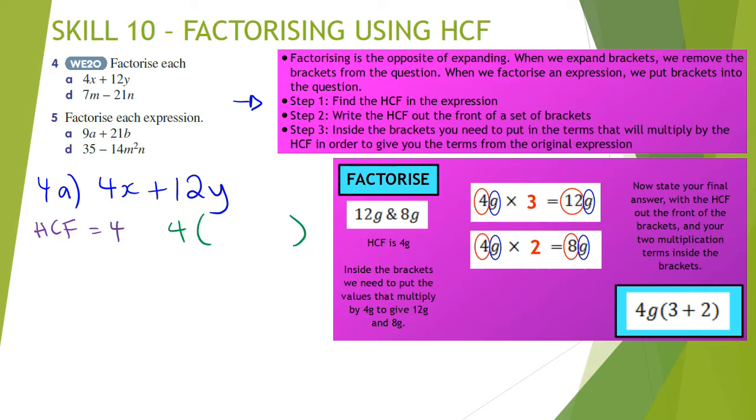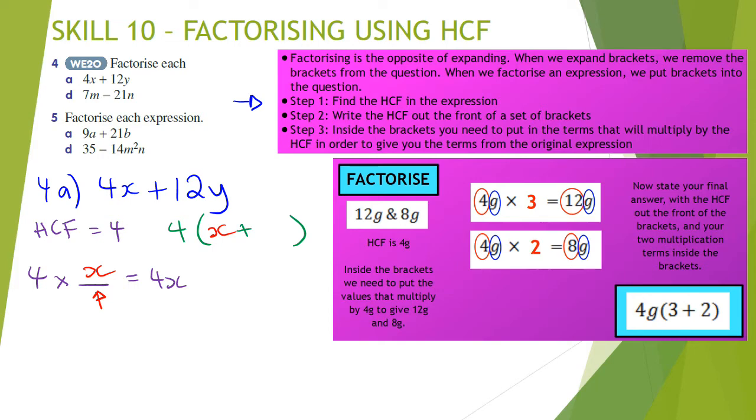What goes in the brackets are terms that multiply to give our original expression. So what I mean by that is if our highest common factor is 4, we need to have 4 times something equals 4x. What's missing in this spot here? 4 times something equals 4x, well that would be x. So I'm going to put x as my first term inside the brackets.